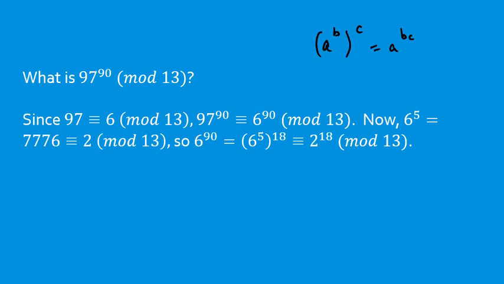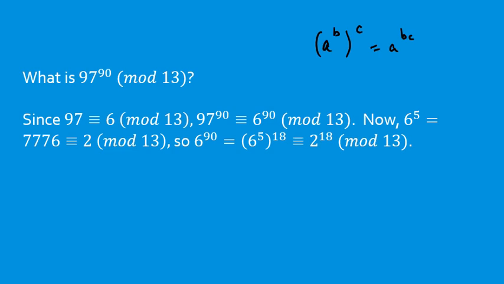So 6 to the 90 is 6 to the 5th raised to the 18th, and that, as we found, 6 to the 5th was congruent to 2 mod 13. So 6 to the 90 is then congruent to 2 to the 18th mod 13.